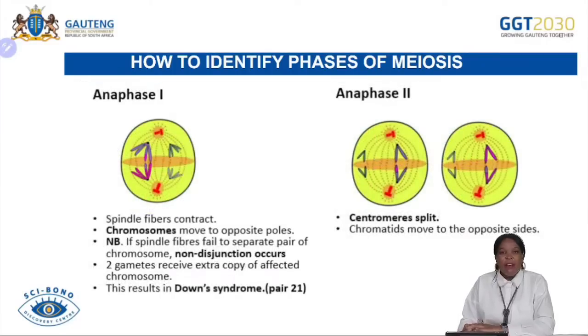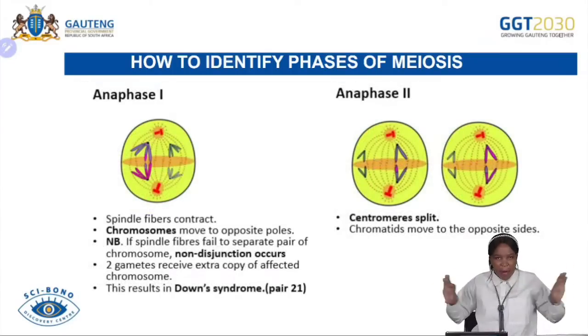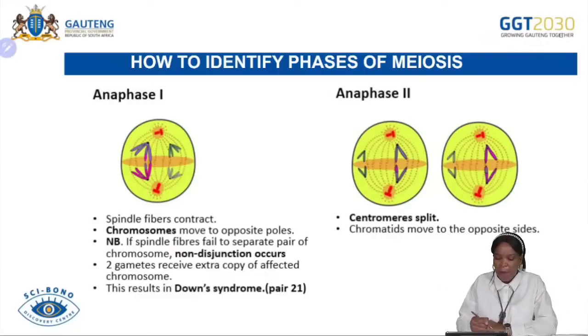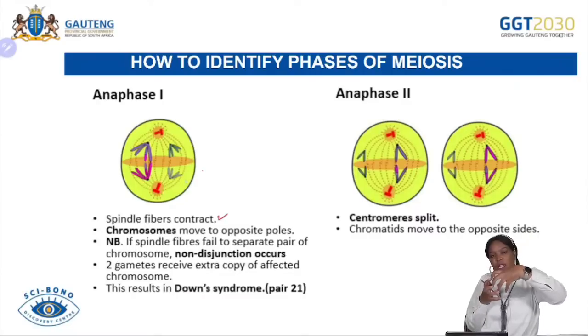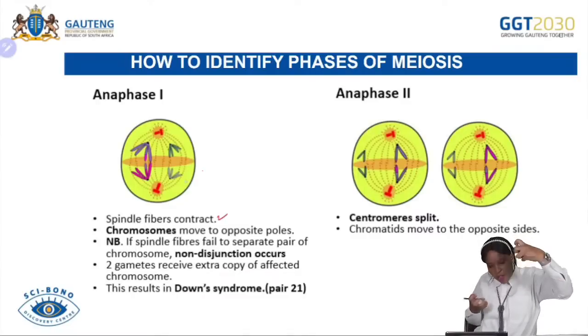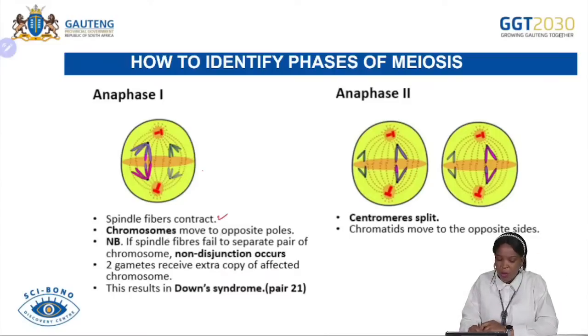Moving on, anaphase 1, anaphase, apart. So you are expecting your chromosomes to be pulled apart, but let's see how they are pulled apart. You need to remember what causes them to pull apart. The spindle fibers are going to contract. You're going to get a mark for that. So the spindle fibers that are attached to the centromere or to the chromosomes are going to contract.